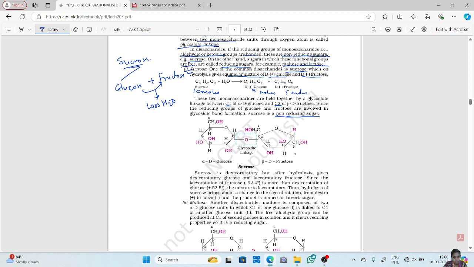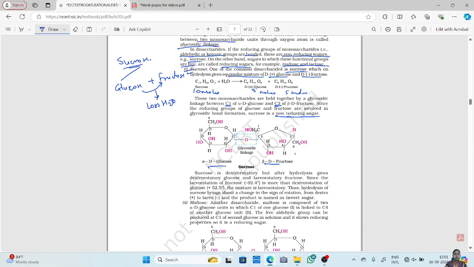So here you can see both of them. This linkage is known as glycosidic linkage because glucose and fructose are joined to each other with this oxygen. So this is the glycosidic linkage, and they are attached at the C1 and C2 of the respective molecules. In glucose on C1 we have an aldehyde group, in fructose on C2 we have a ketonic group. Both the functional groups are the ones involved in bond formation, hence it is a non-reducing sugar.